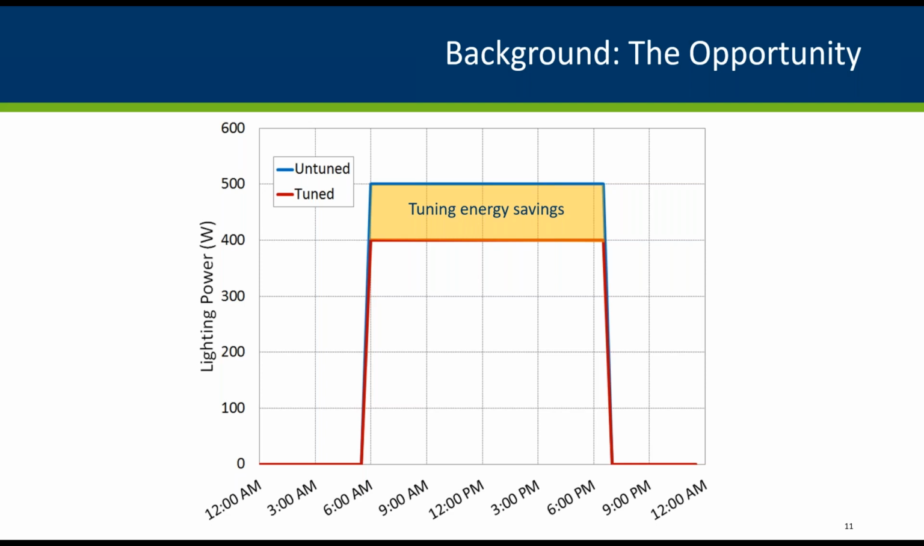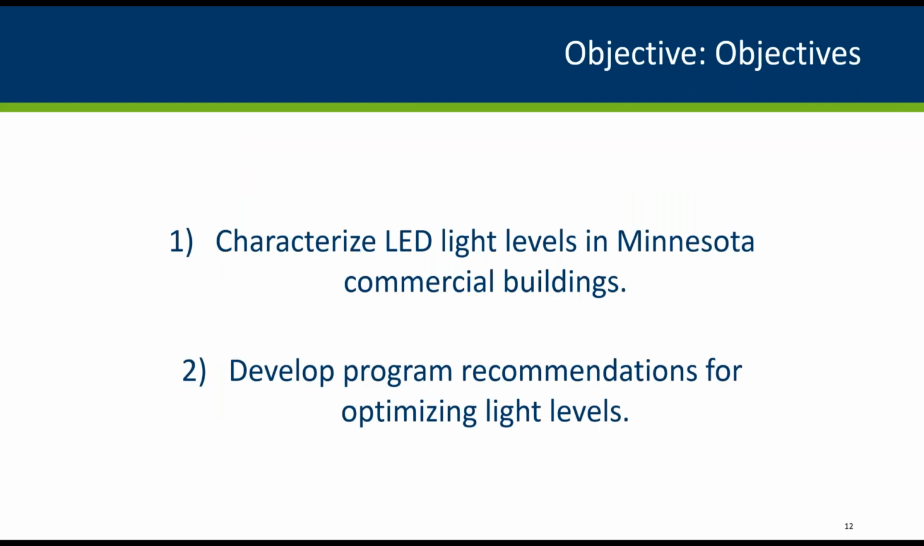After tuning, the lights still come on at the same time. However, they now come on to their tuned power instead of their full power. The difference in power savings summed over time is the energy savings. How might this lighting control strategy apply in Minnesota? How overlit or underlit are commercial building spaces?